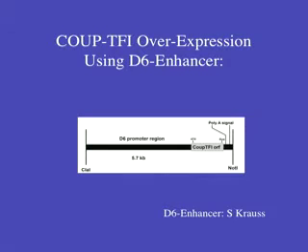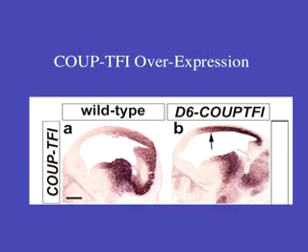The overexpression assay was based upon using an enhancer region called D6, which was made by Stefan Kraus. And so we hooked the D6 enhancer promoter region 5' to the COUP-TFI open reading frame and made a transgenic mouse.